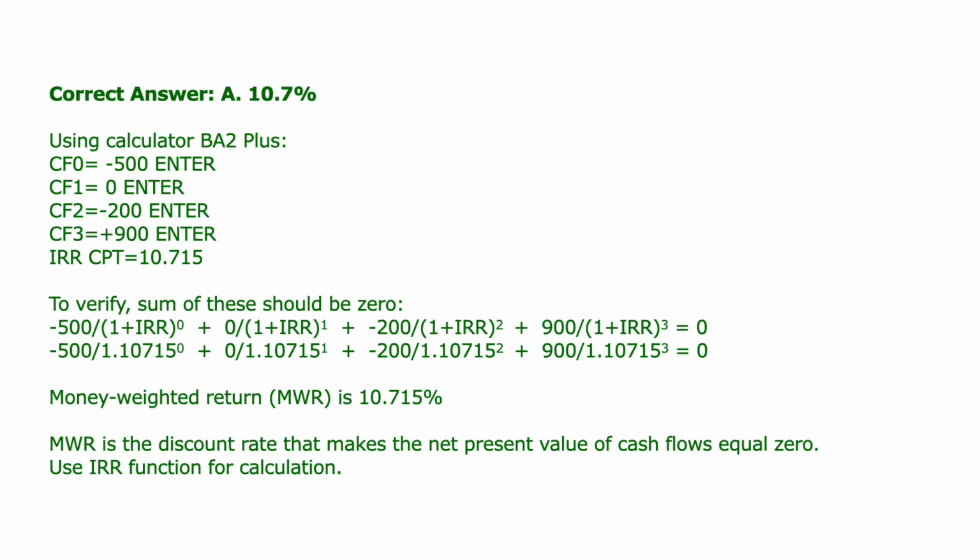Money-weighted return is the same as the internal rate of return. Using financial calculator, the internal rate of return, IRR, equals 10.7%. When you see cash flows spread across years, always think money-weighted return, or IRR. Master how to use IRR function from financial calculator.